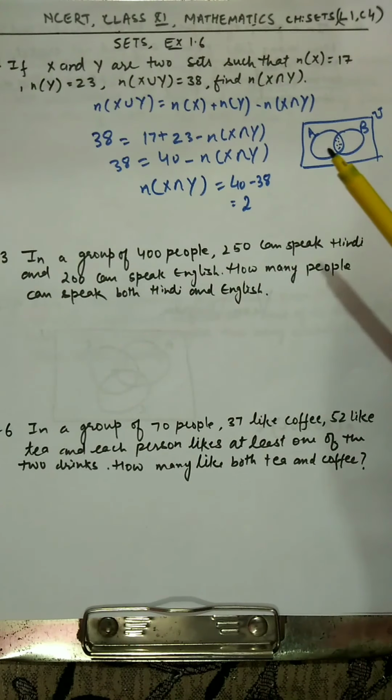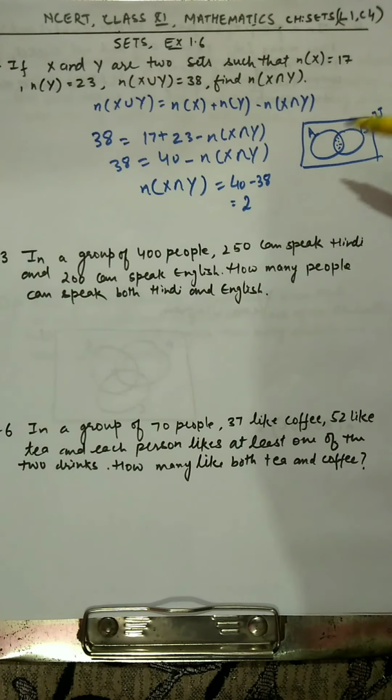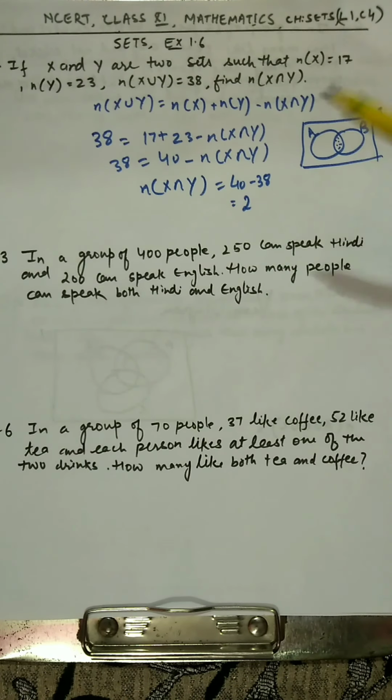So what we have found means that this dotted area has two elements. Also keep in mind that the Venn diagram is very important to understand. This is the formula that you should apply, but how and where the values are represented in the Venn diagram is also important to note down, as it will help us in doing questions of higher levels.